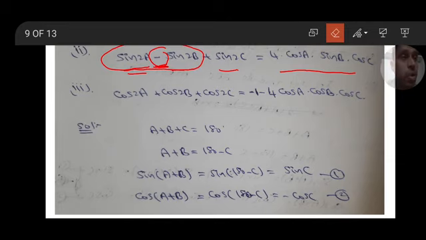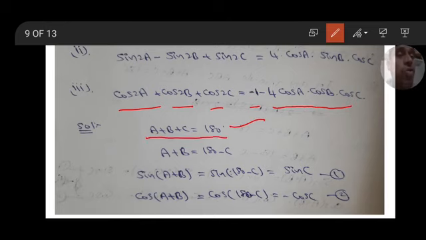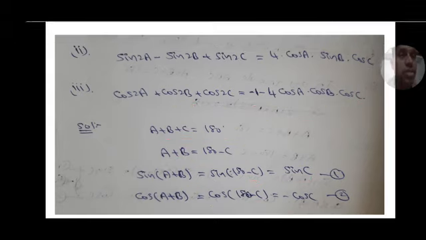Next, prove that cos 2a plus cos 2b plus cos 2c equals minus 1 minus 4 cos a cos b cos c. Same: in any triangle ABC, a plus b plus c equals 180, a plus b equals 180 minus c. Sin of (a plus b) equals sin of (180 minus c), that is sin c, as we saw in the previous problem. Similarly, cos of (a plus b) equals cos of (180 minus c), that is minus cos c. Now we have to take the LHS.